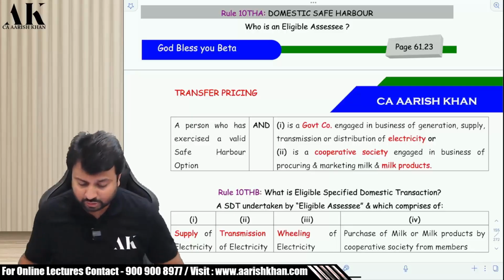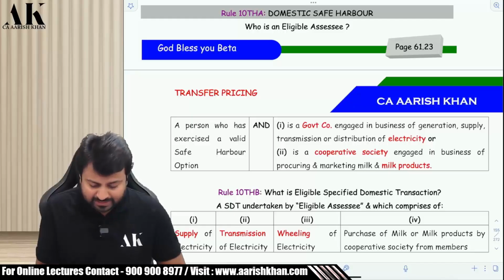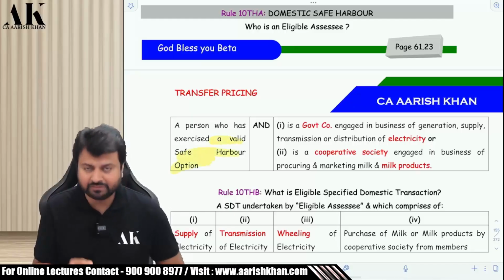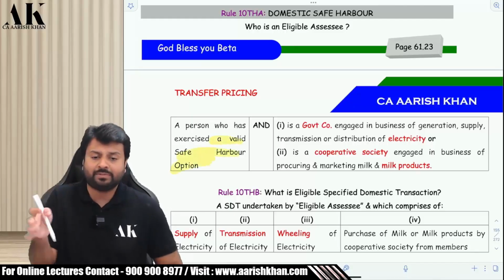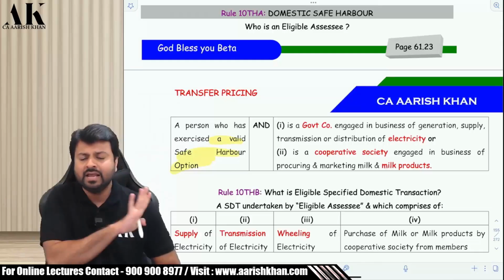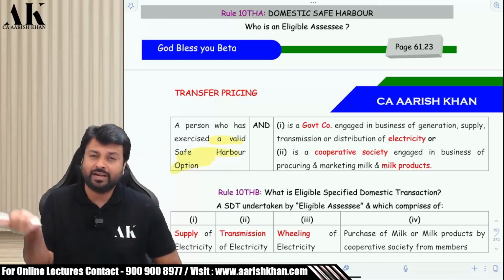So who are the assessees to whom this benefit has been given? A person who has exercised a valid safe harbor option. First of all, you have to exercise the option of safe harbor. Then only are safe harbor provisions applicable. Otherwise, safe harbor provisions are not applicable. It is applicable to whom?